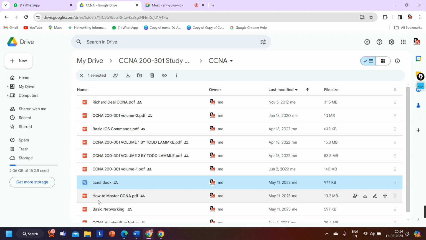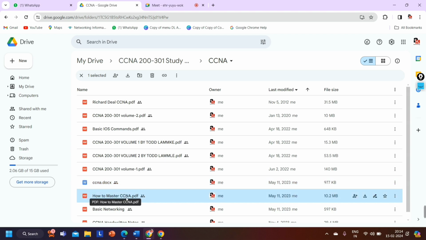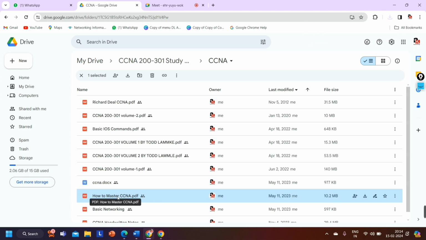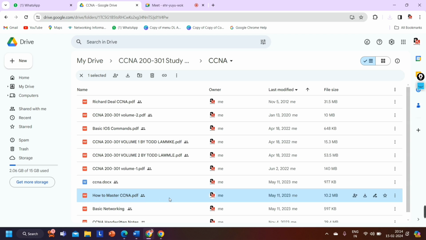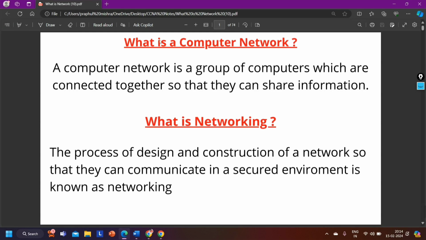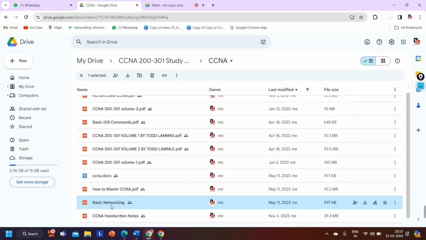Then guys, there is one book, How to Master CCNA. This is also a good book to learn CCNA. You can learn complicated topics in easy language, so you can download this one as well, How to Master CCNA. Then this note is compulsory for everyone, basic networking, right? So this is the note, basic networking. You need to download this one.